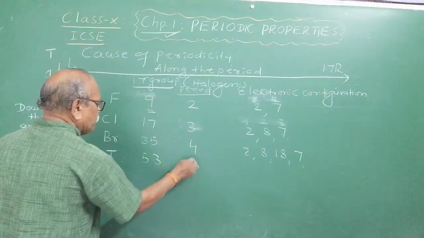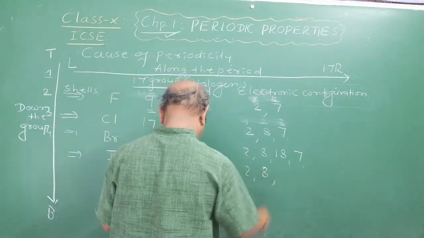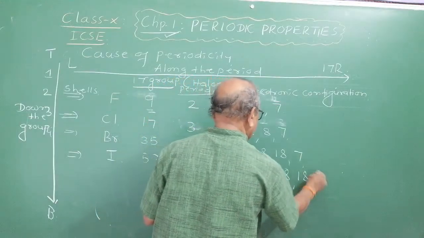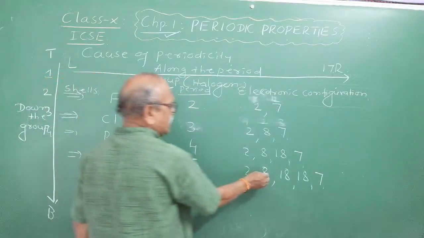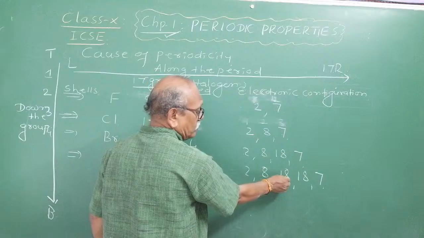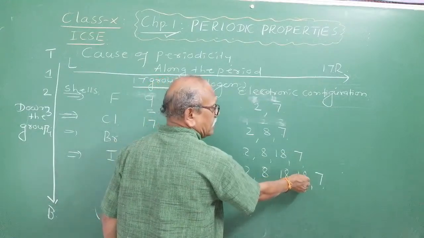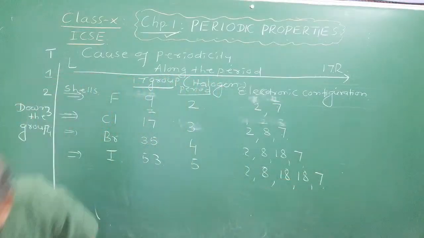The next one is iodine, symbol I, atomic number 53. It is placed in the fifth period. Therefore, you can expect 2, 8, then 18, again 18, and 7. Check whether the total is 53. 2 plus 8 is 10, 10 plus 18 is 28, 28 plus 18 is 46, and 46 plus 7 is 53.